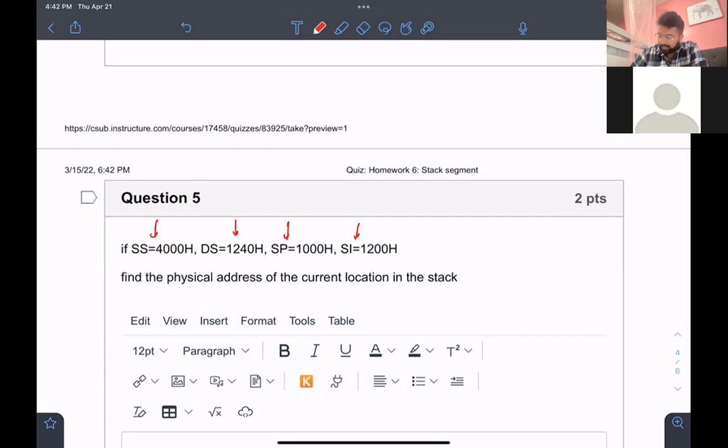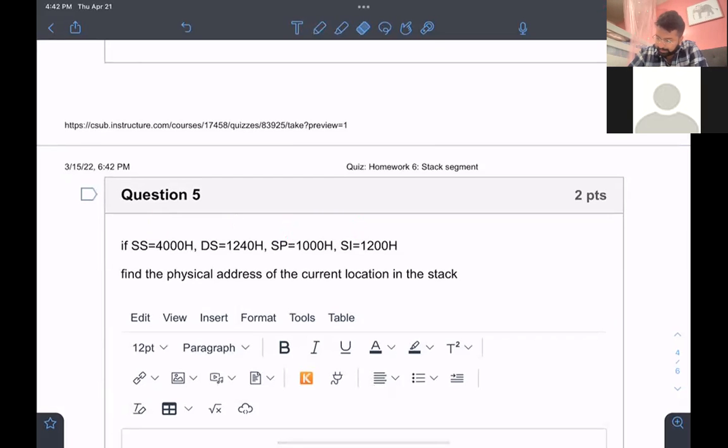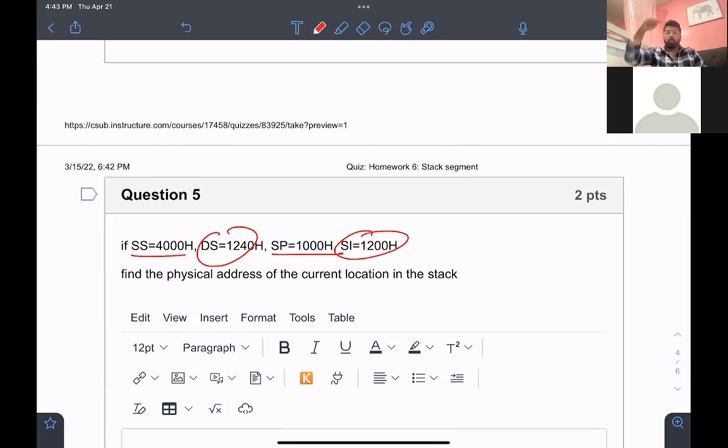So the stack segment is a big thing, and the stack pointer points to where in the stack segment. The data segment and source index are related the same way: the data segment is a big chunk of memory and the source index is a pointer that points to where in the data segment. In this case, we have to find the physical address of the current location in the stack. So we don't care about the data segment because we're looking in the stack.